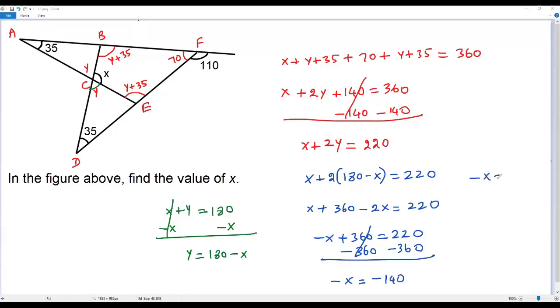So I get negative x equals negative 140, but I need the value of just x. I don't want the value of negative x. For that, I multiply both sides by negative 1. Negative 1 times negative x equals negative 1 times negative 140. Negative 1 times negative x is just x, because negative times negative becomes positive. On the right side, negative times negative becomes positive, and 1 times 140 is 140. I got the value of x in the given figure. The value of x is 140.